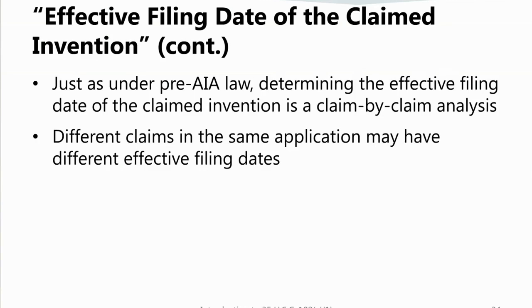This can come about when applicant provides a benefit or priority claim, and for example, the earlier filed application describes and teaches how to make and use the invention claimed in Claim 1, but does not describe or teach how to make or use the invention claimed in Claim 2. In this situation, the effective filing date of Claim 1 would be the filing date of the earlier filed application, but the effective filing date of Claim 2 would be the actual filing date of the application. So the analysis for determining the effective filing date of the claimed invention must be done on a claim-by-claim basis.